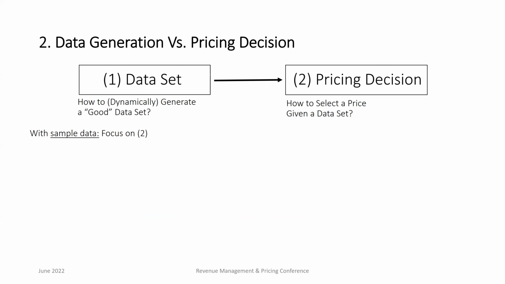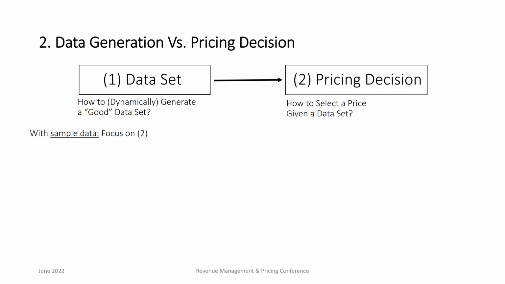The second point of discussion is the focus of the policy design question. Essentially, when we think about pricing under uncertainty, there are two components to the problem. One is the data set, and one question is how to generate a good data set. The other question is how to price optimally based on the data set that we have. And it's interesting to think about what is the more interesting question in different regimes and under different structures.